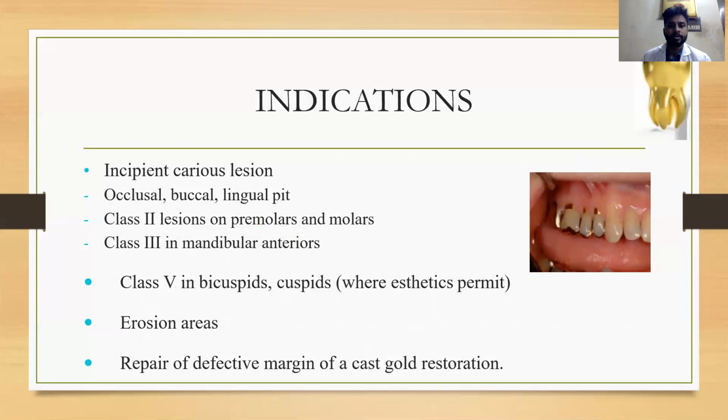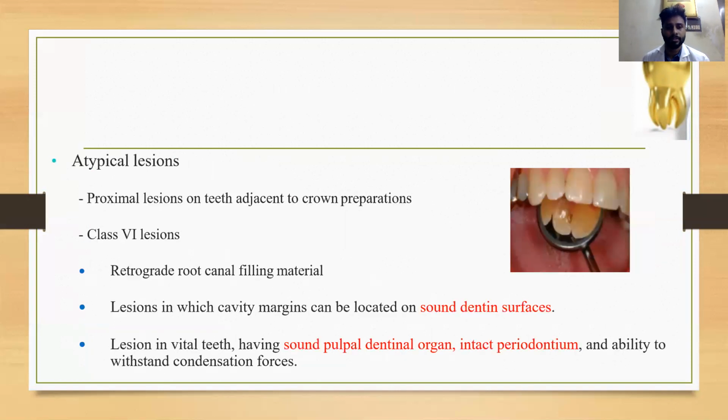So where are these gold restorations indicated? They are indicated in incipient caries lesions, occlusal pits such as occlusal buccal and lingual pits, class 2 lesions on premolars and molars, class 3 in mandibular anteriors, class 5 in bicuspids and cuspids where aesthetics permit, erosion areas, and repair of defective margins of cast gold restorations.